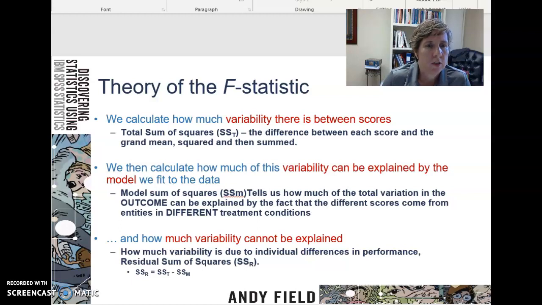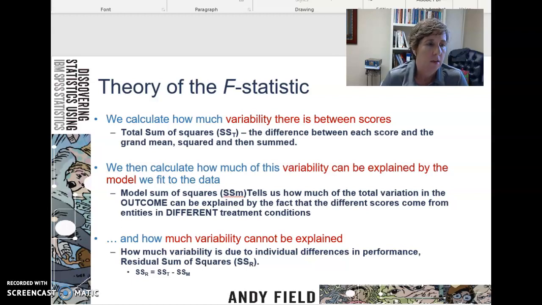Okay, so when you run an ANOVA, you get an F statistic. So just a little bit of background on the F statistic. This is coming from pages 391 through 394. Okay. So the idea behind F statistics, really, is that it's calculating a ratio.